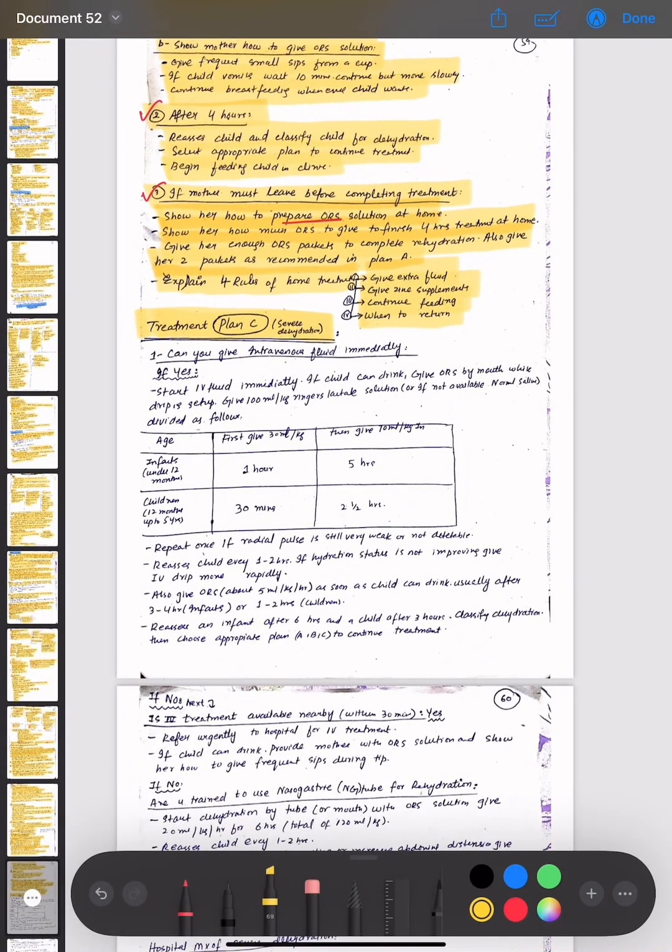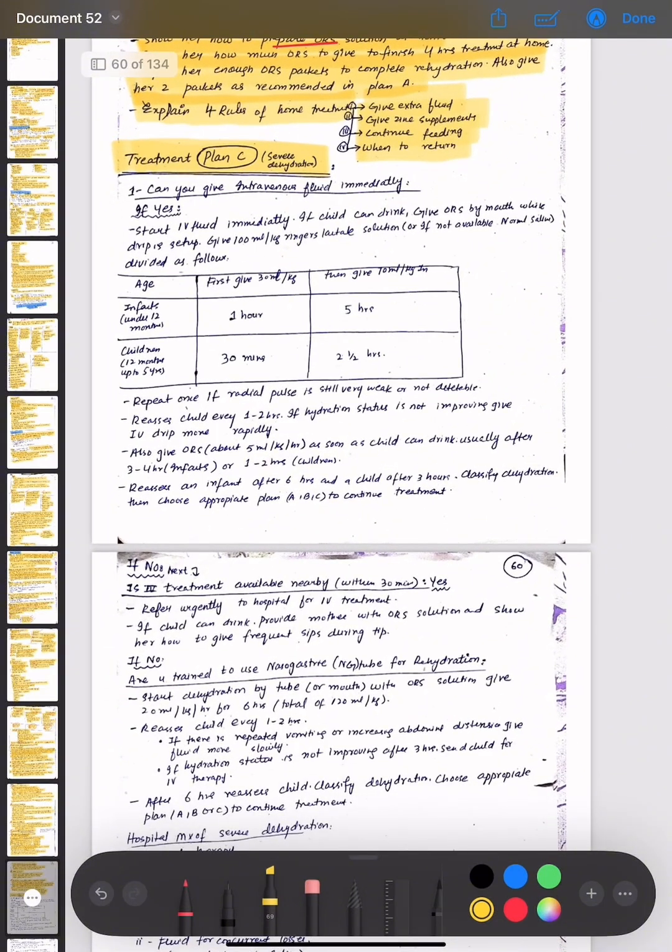Now treatment plan C is for severe dehydration. First of all, can you give intravenous fluid immediately? If yes, then start intravenous fluid immediately. If the child can drink, give ORS by mouth. If not, then a drip is set up. Give 100 ml per kg of Ringer's lactate solution, or if not available, then normal saline, divided as follows.